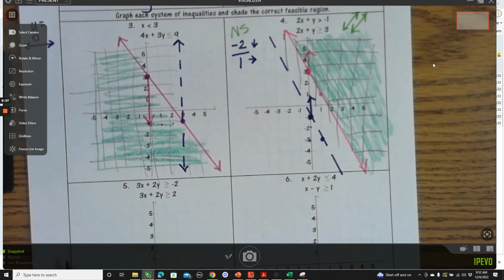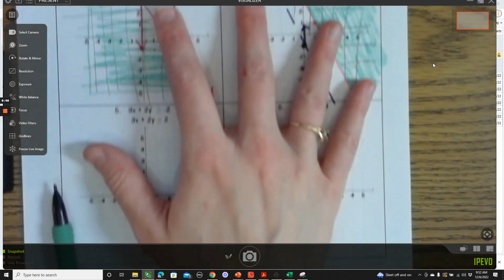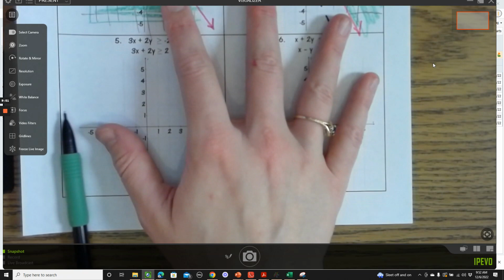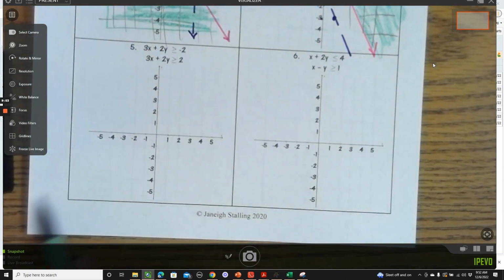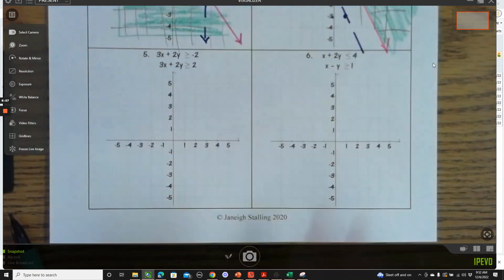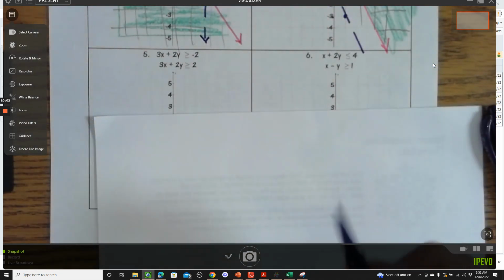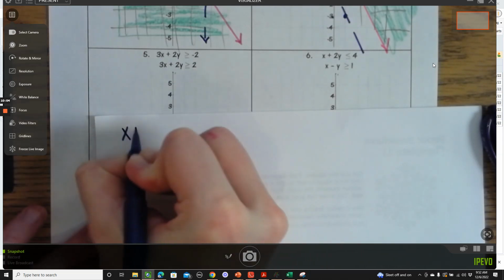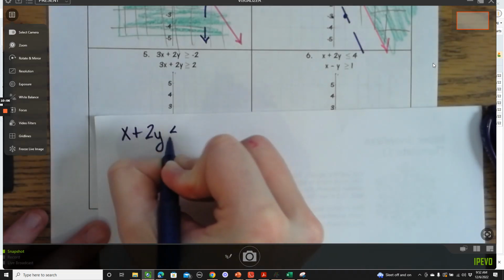And then let's do, trying to find some different ones here. Let's do number 6. 5 is another one that's parallel, so I don't think we need to practice that one. All right, number 6. X plus 2y greater than or equal to 4.